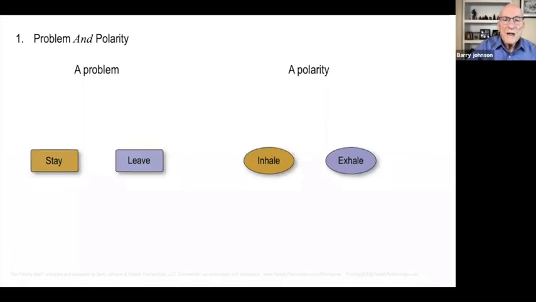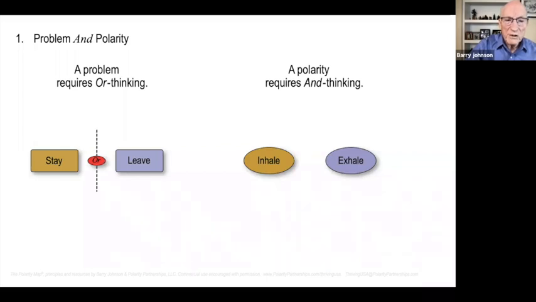So I'd like to make a distinction between a problem and a polarity. A problem requires "or" thinking, while a polarity, since it's an interdependent pair, requires "and" thinking. We need to include both over time. So for example, if I were given an invitation to leave my job and join another company, I've got a decision to make. It's an "or" decision. Am I going to stay or am I going to leave? If I decide to stay, then leave is off the table, and I've essentially solved the problem.